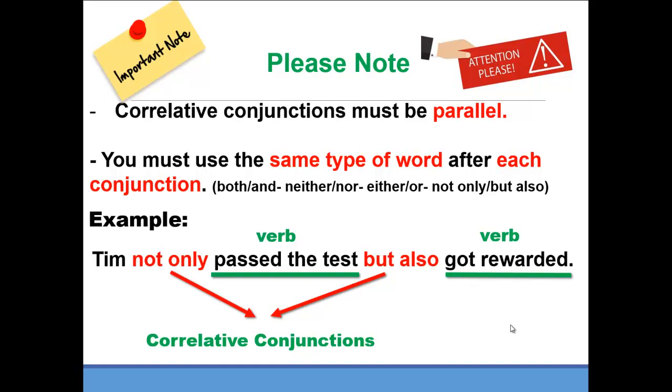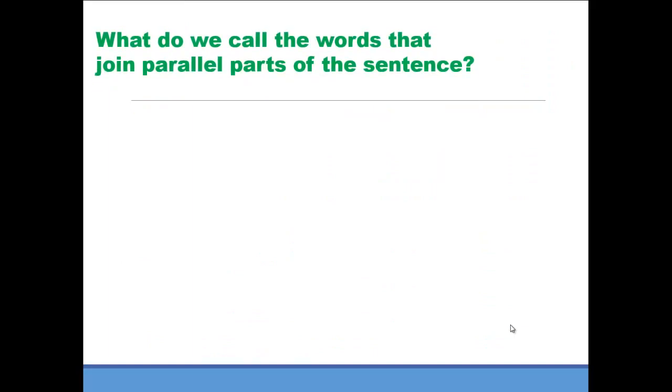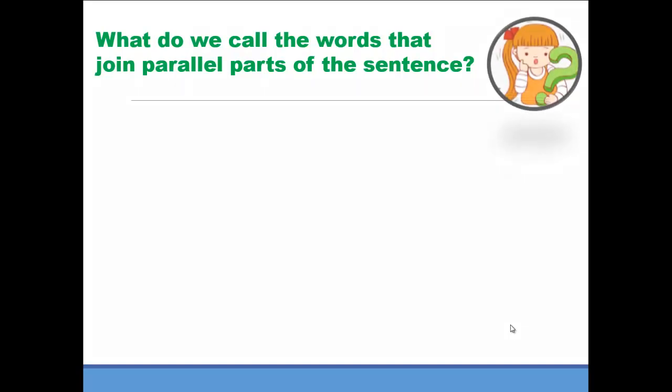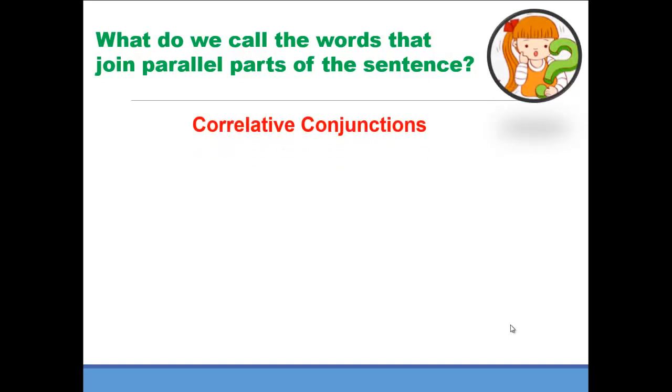So, the correlative conjunctions should always have a parallel structure, which means that you must use the same type of words after each conjunction. In this case, what type of words do the conjunctions connect? They connect the verbs or the predicates of the sentence. What do we call the words that join parallel parts of a sentence? We call them the correlative conjunctions.